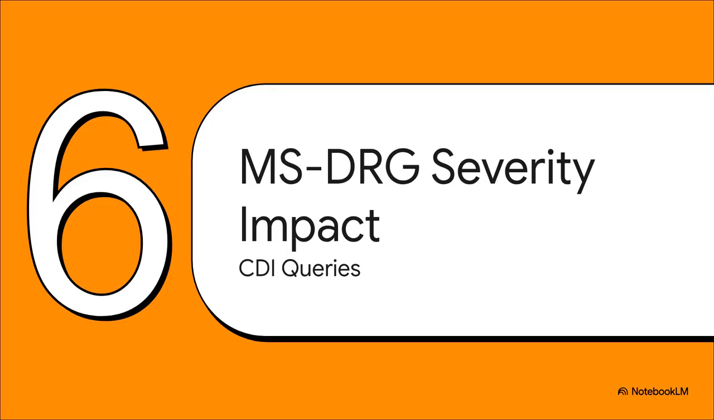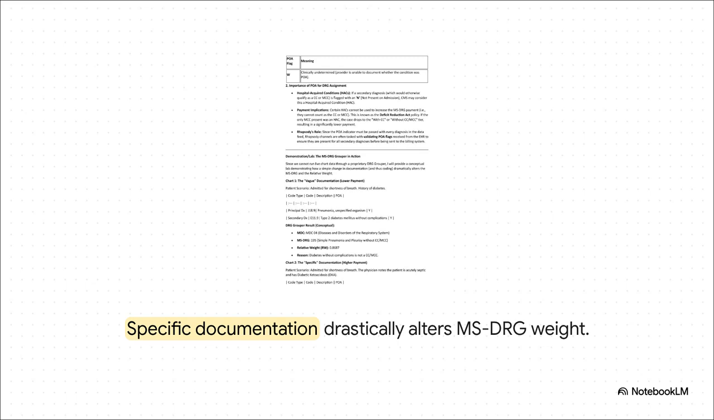Finally, we've made it to Section 6, MSDRG Severity Impact and CDI Queries. Let's do a direct comparison between two charts. Chart 1 shows pretty vague documentation. The provider just wrote type 2 diabetes mellitus without complications, which codes out to E11.9. This naturally falls into a lower-paying DRG because uncomplicated diabetes is not a complication or comorbidity. But over in Chart 2, the clinical documentation integrity specialist actually queried the provider, who then specifically documented type 2 diabetes with ketoacidosis. That single active specificity completely changes everything.